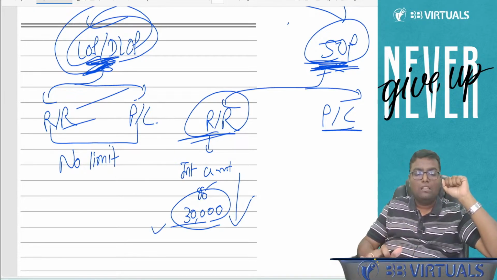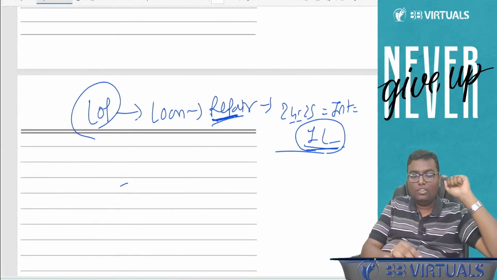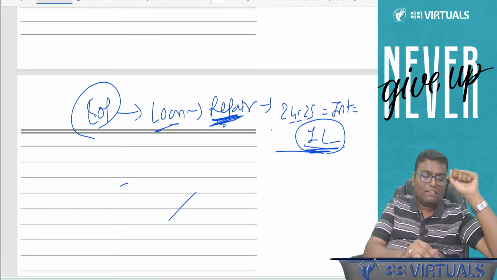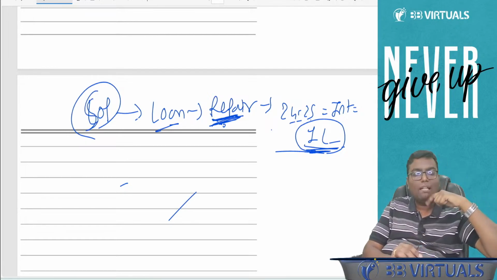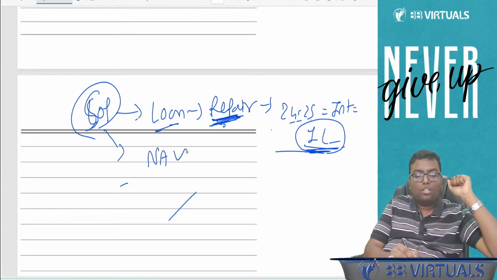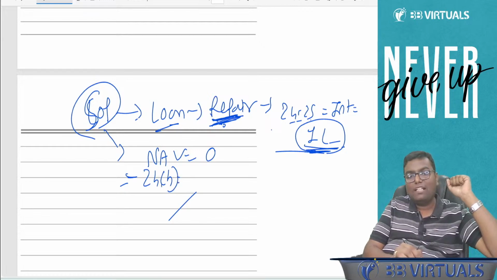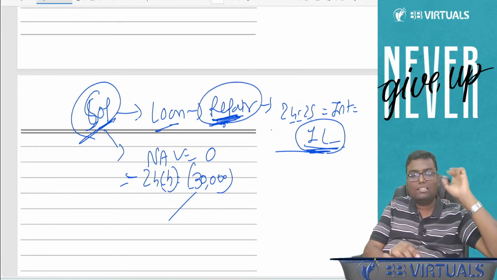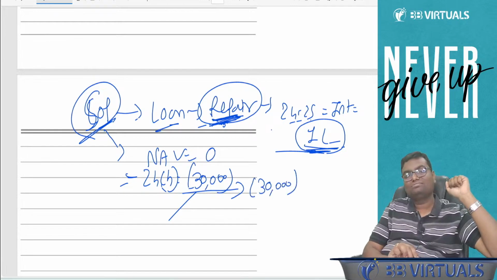30,000. So tell me, in the same example, if the loan is taken for repairing of the house and the interest of the year 24-25 comes to rupees 1 lakh, but this property is not a let out property, it is a self-occupied property. What will happen? Can I say the net annual value comes to 0? I will get the deduction under 24 clause B. How much deduction I will get over here? 30,000. Because it is a SOP, loan is taken for repairs. Deduction limited to 30,000. So ultimately loss from house property will come to 30,000.